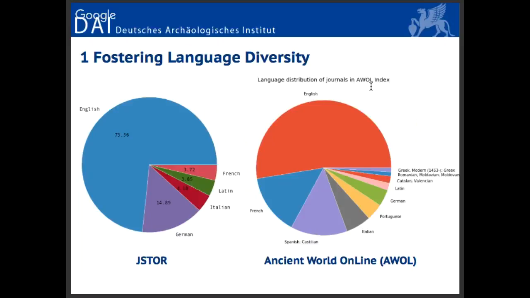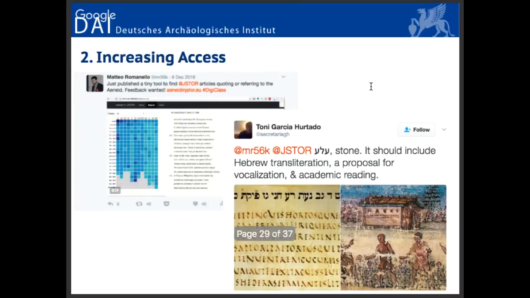But you can see already English decreasing, having more French, more Spanish, and Portuguese popping up in the first five languages. So that's what we need to head towards, incorporating more open access electronic journals that are not in JSTOR, and also increasing the language diversity. This was a very timely tweet.